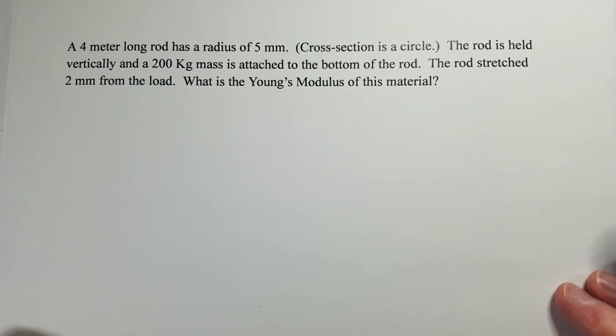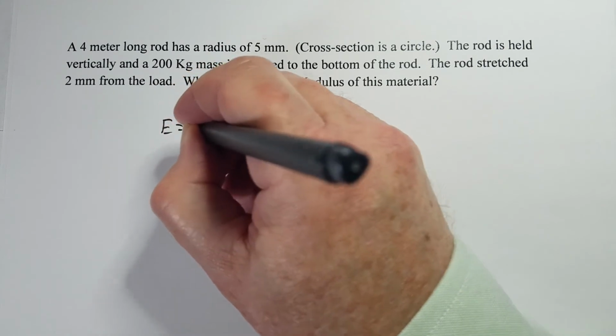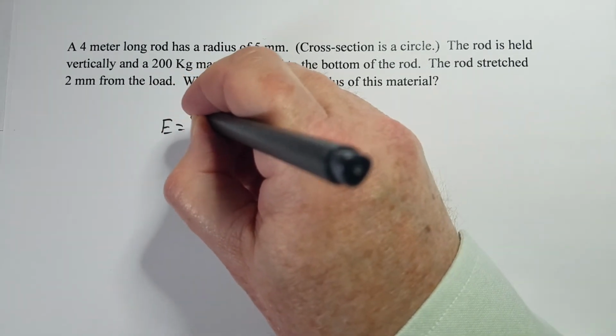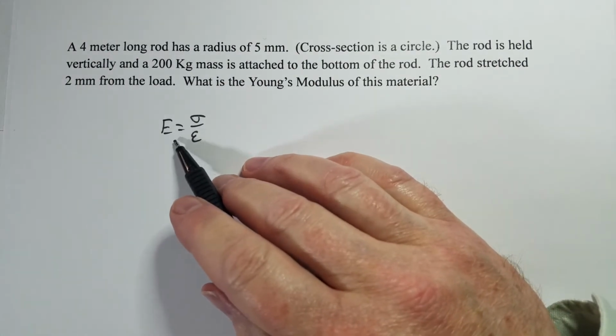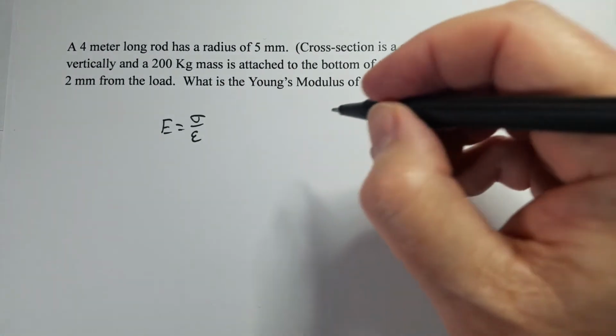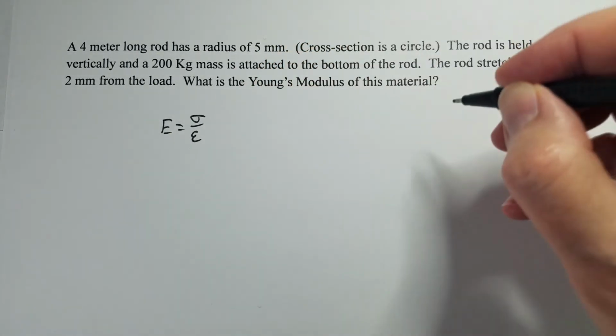All right, so now we've got a 4 meter long rod. So we're back to a rod, cross-sectional area is a circle. Radius is 5 millimeters. And we've attached a 200 kilogram mass to it, and it's stretched 2 millimeters. So let's see what we can do with this one. We have Young's modulus equals sigma over epsilon. This time we're looking for that, so we're going to hold off on finding it. Let's first figure out the cross-sectional area, because we need to do that first.